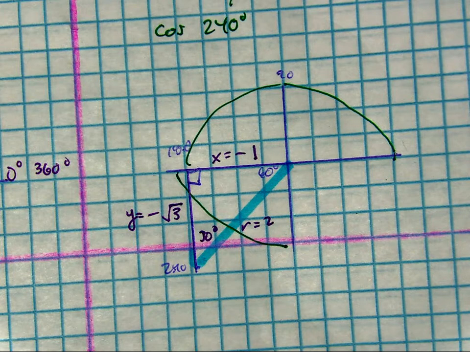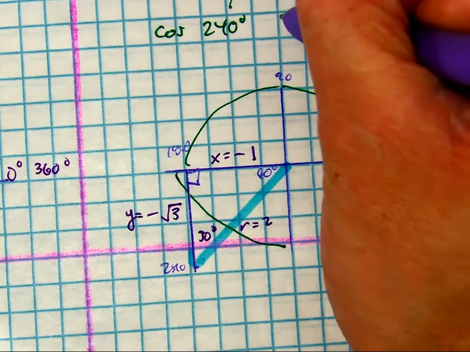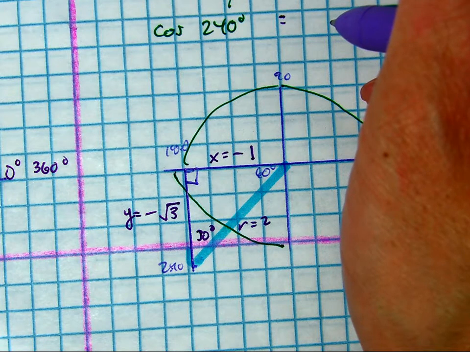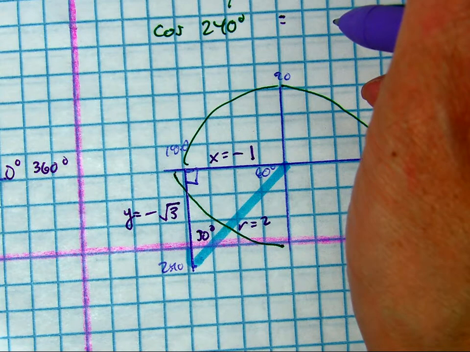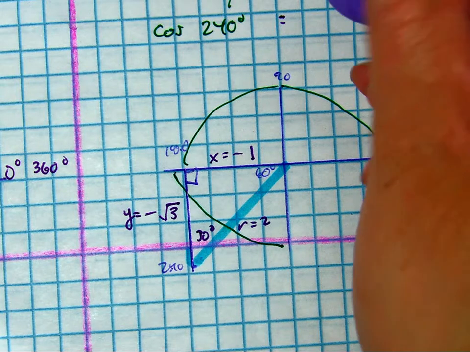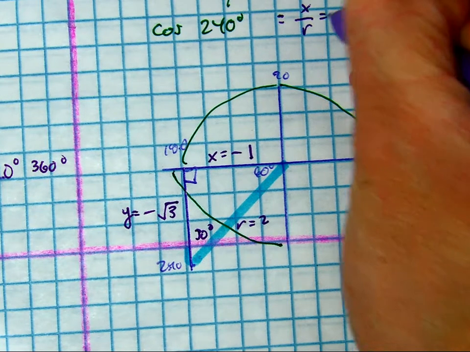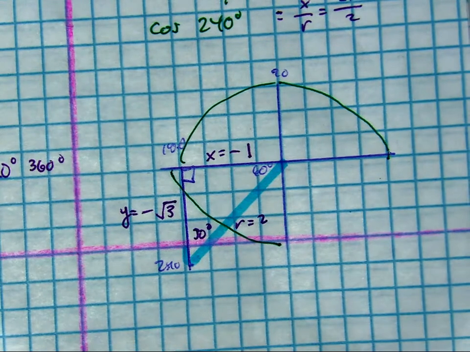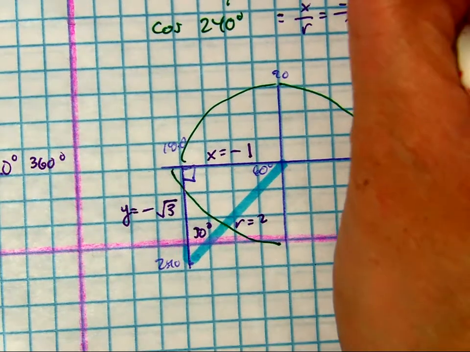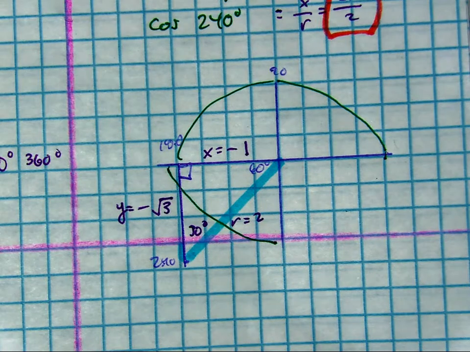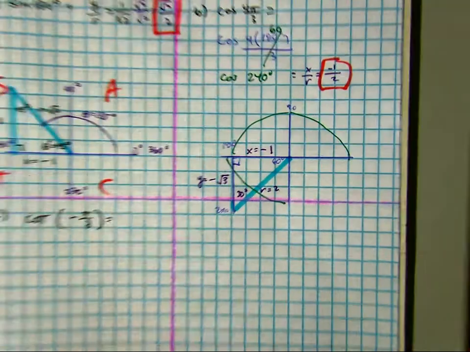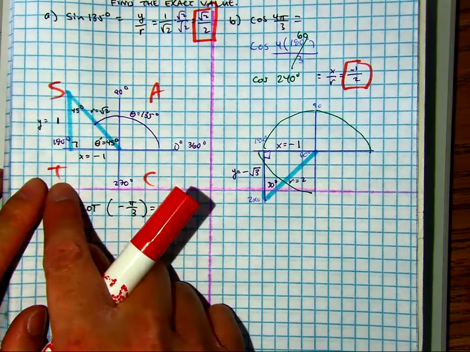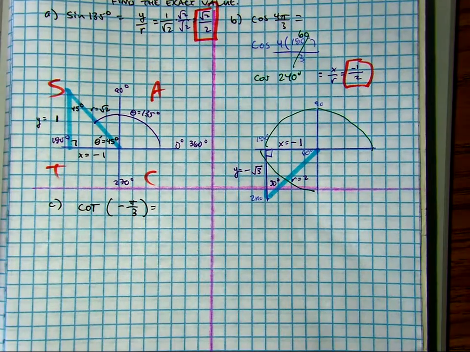Leilani, cosine is which two letters? So I get negative 1 over 2. Our answer is negative 1/2. Raise your hand if you got negative 1/2. Remember, you can always check it. Quadrant 3 should be negative because you're finding cosine. Tangent and cotangent are positive.